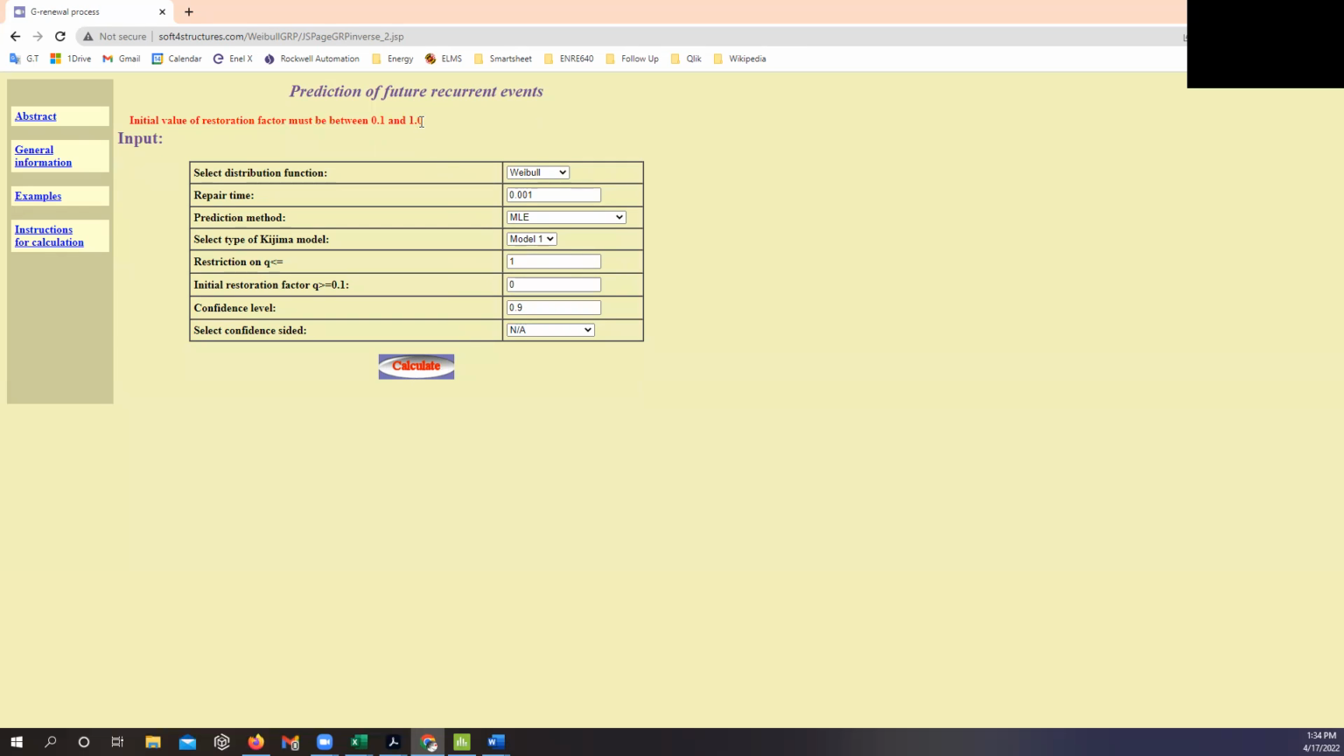I get an error. It is telling me that the initial value for the restoration factor must be between 0.1 and 1. I mean, the software is limiting me. I cannot go down to 0. I cannot go below 0.1. And I believe this is some kind of way for how the software is written and how it iterates the data.